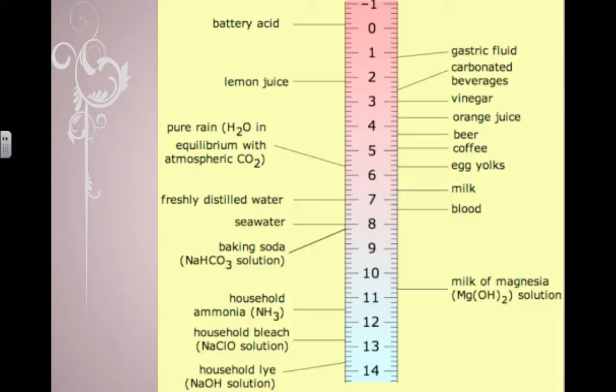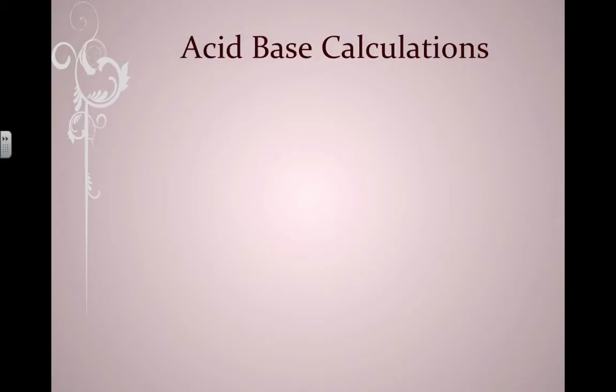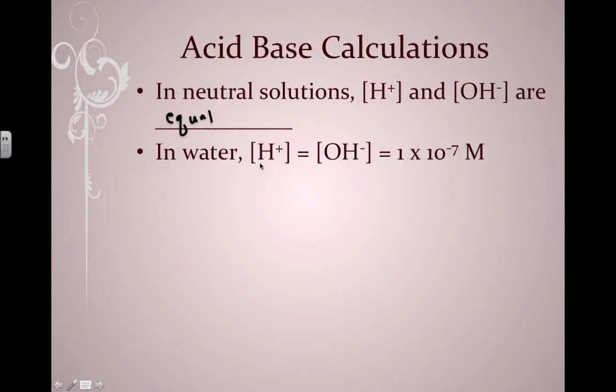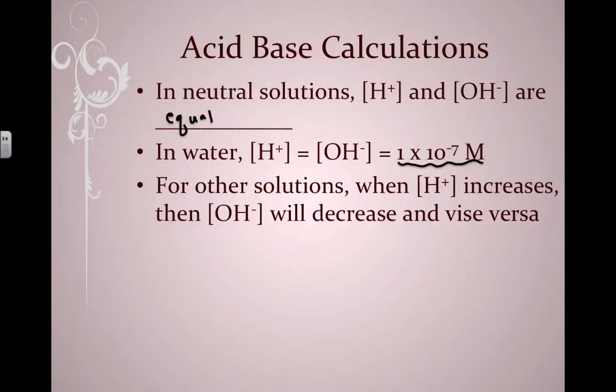Those substances all have a known pH, and we describe things as acidic or basic depending on their pH level. In neutral solutions, the concentrations of hydrogen ions and hydroxide ions are equal to one another. That's what makes them neutral. So in pure water, the hydrogen ion concentration is equal to the hydroxide ion concentration, and they're both equal to 1 × 10⁻⁷ molar.